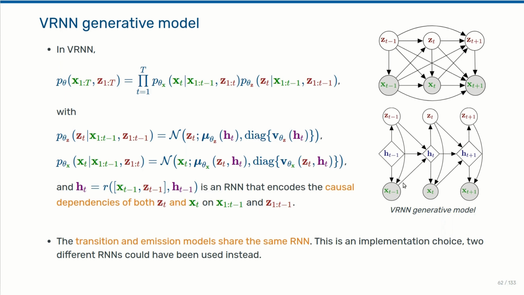As we said many times, this is an implementation choice. We could have implemented the graphical model in the first diagram in a different way, but the authors of the variational recurrent neural network chose to implement the method in this way. This means sharing one recurrent variable to generate both Z and X.